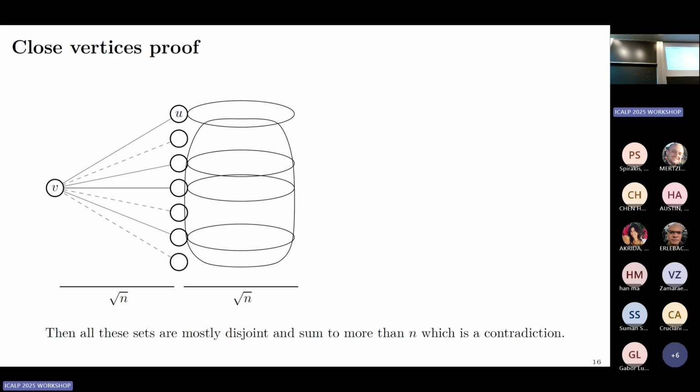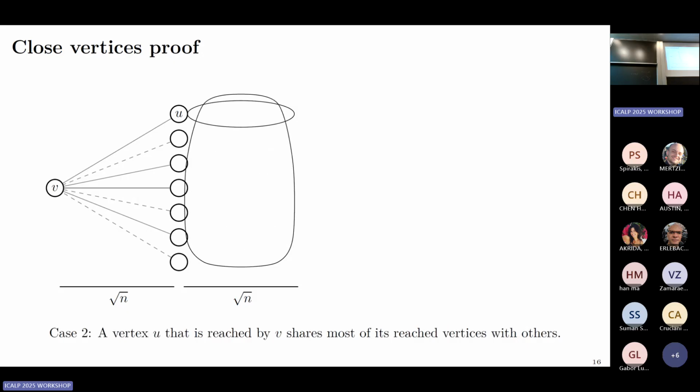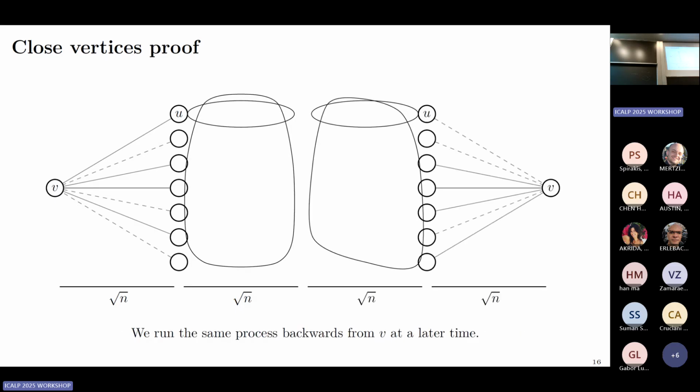So I can't build any set in this graph with an expectation of more than n vertices. So this can't happen, meaning that what always will happen is you have some set that overlaps quite a lot with the sets of the others. And what I basically do now is I do the exact same procedure again, but at a later time and backwards.